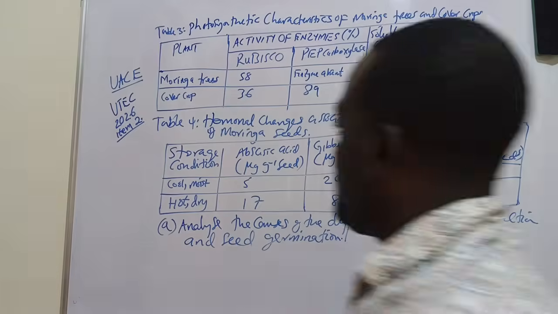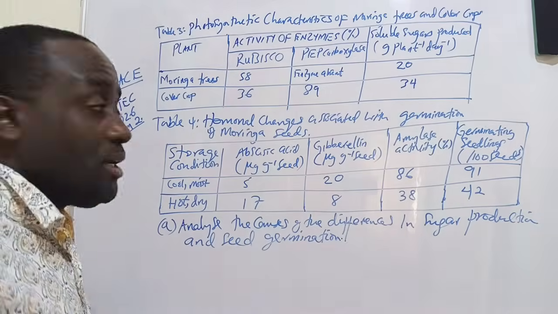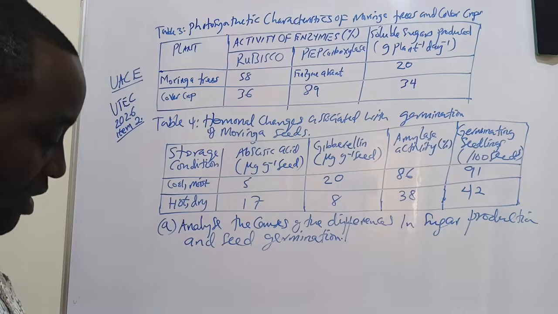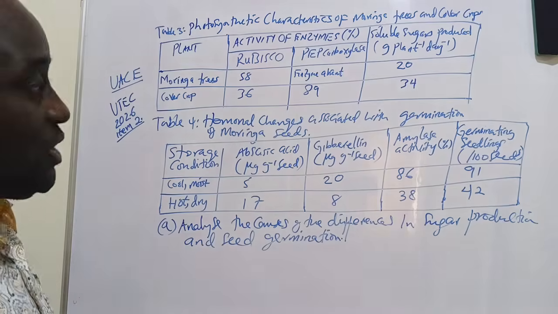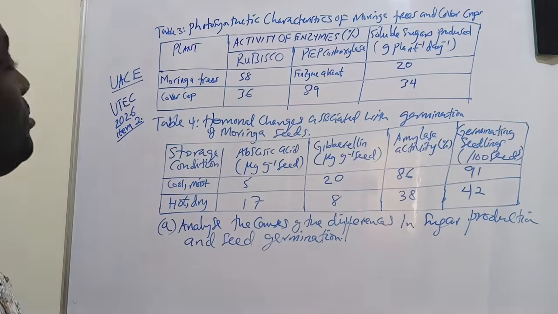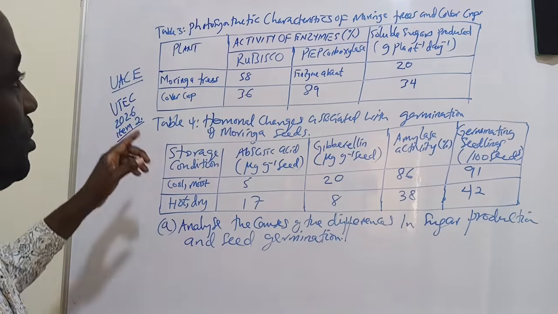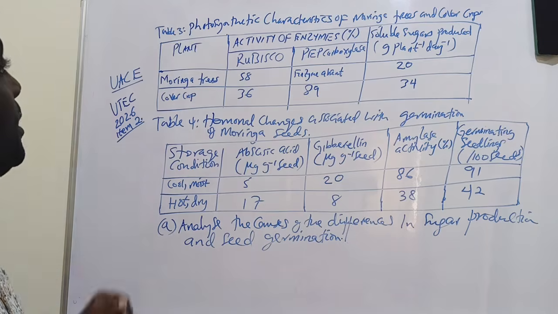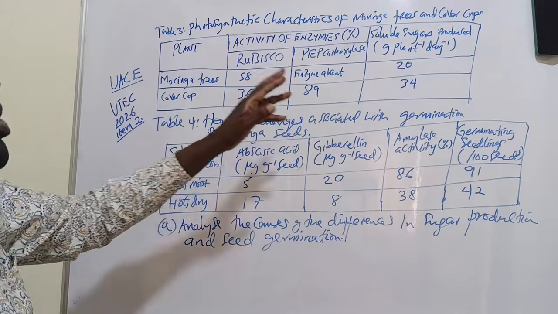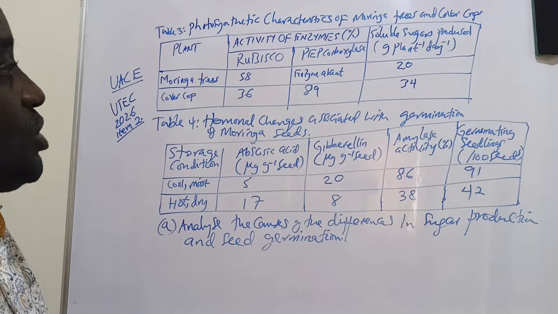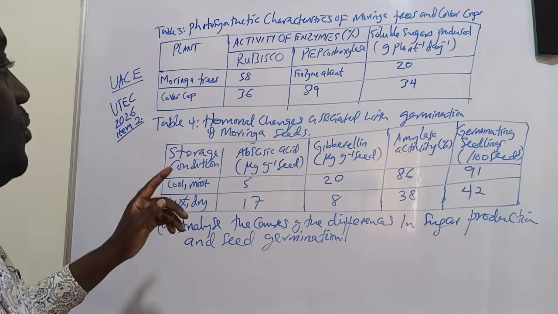S6, S5, gather here. In the mock UTEC 2026 item 2, I've not written the whole of it here, but this is the paper of the UTEC 2026 mock. Item 2 had 2 tables. The first table, full video will be on YouTube. The first table, table 3, was about photosynthetic characteristics of moringa trees and cover crops. Table 4, hormonal changes associated with germination of moringa seeds.